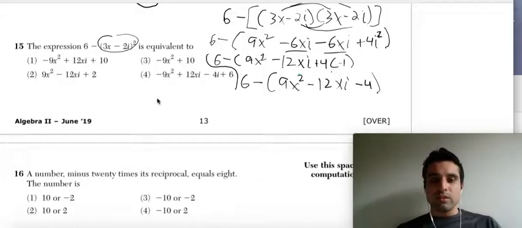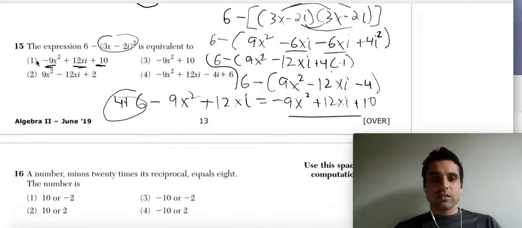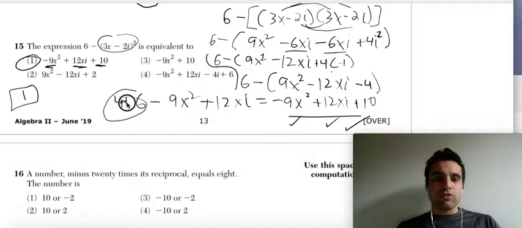Now, this becomes 6 minus 9x squared as I distribute the negative sign, plus 12xi, plus 4, but I'll just put the 4 plus here. And then in standard form, you get -9x squared, plus 12xi, plus 10 should be our final answer. So -9x squared, plus 12xi, plus 10. Choice 1. Okay? Pause the video if you need to. That was a question about being careful with your operations and knowing how to work with complex numbers, right?